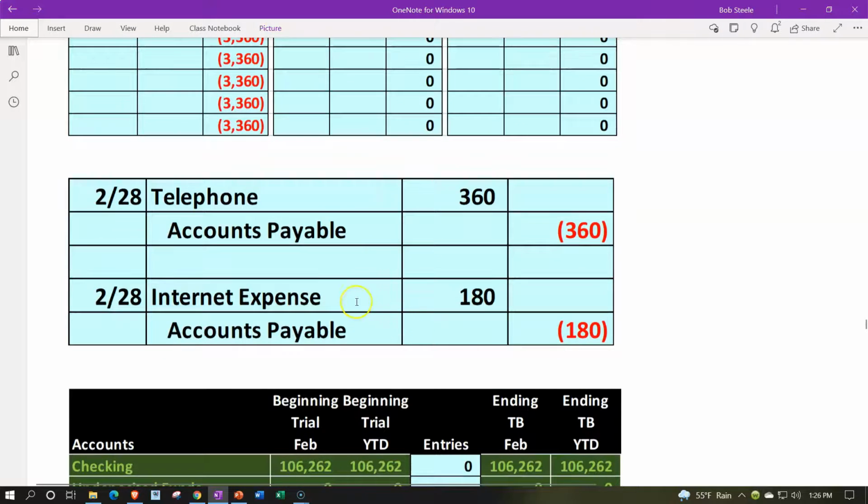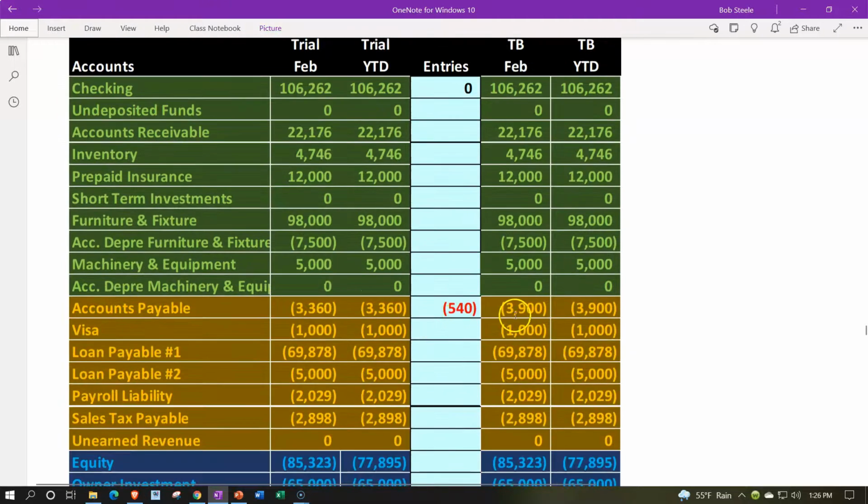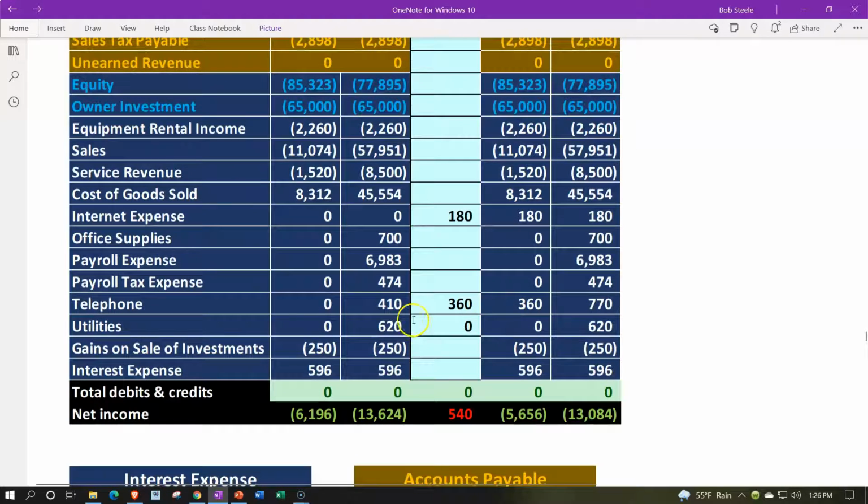And then the next one, we paid the internet. So same thing, we're going to say debit internet expense, credit the accounts payable. Here's the detail, accounts payable goes up. Internet expense is going to be down here. We didn't have that last month, so we have the 180 increasing for both the current month and the year to date, but the net income is different.